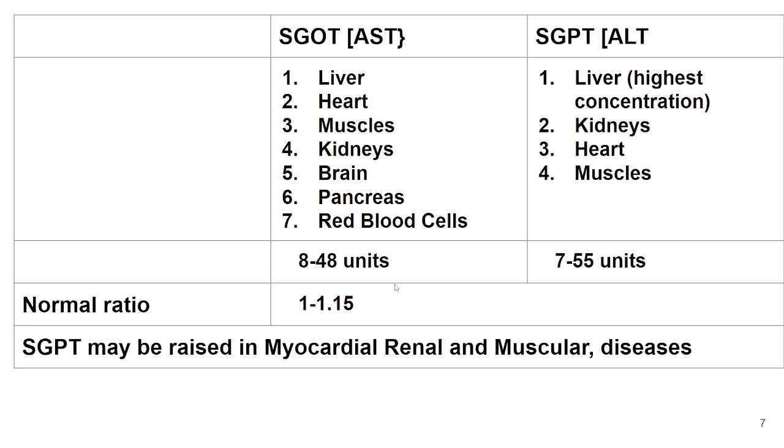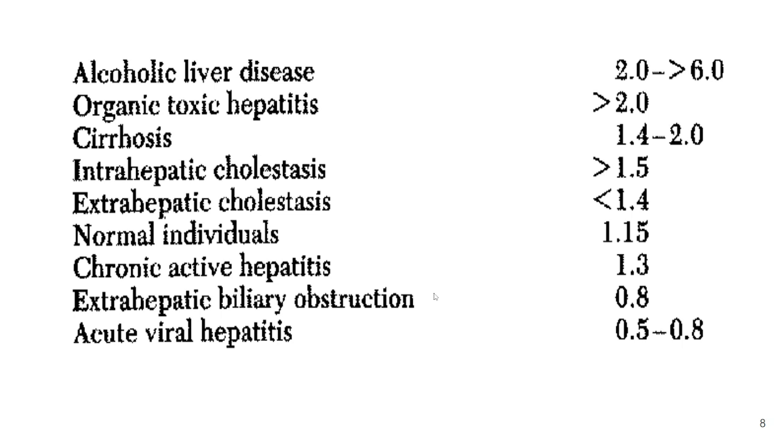Among them, SGOT is more specific for study of the liver functions than SGPT. SGPT may be raised in myocardial, renal and muscular diseases also. The interpretation of this has a very clinical significance. When the ratio of SGOT to SGPT is raised above 2 and up to around 6, in that 2 to 6 range, that's usually a sign of alcoholic liver disorder. Whereas in toxic hepatitis produced due to organic substances, the ratio would be less than 2.